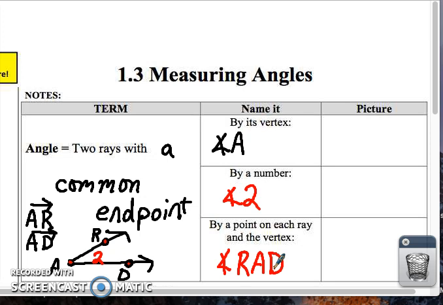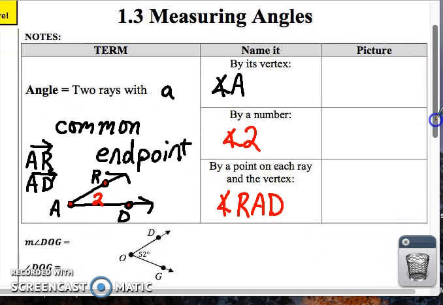So here we go, 3 ways that we can name an angle. We name an angle by its vertex, and that works if we have just a single angle located by itself. It doesn't work if we have multiple angles coming off the same vertex. We can name it by a number inside of the angle, or we can name it by 3 points, one point on each ray and the vertex. So there's where we are on this.